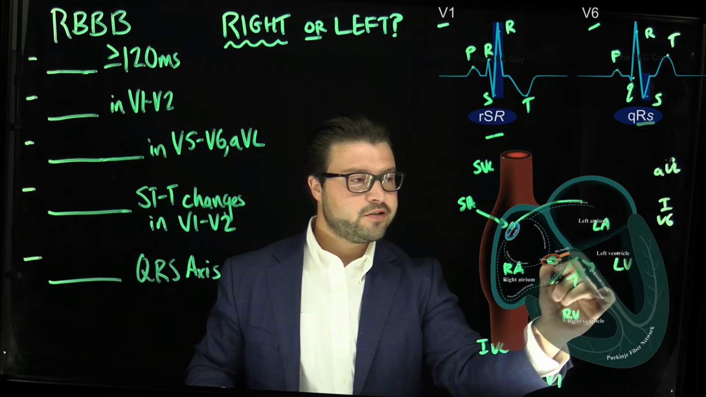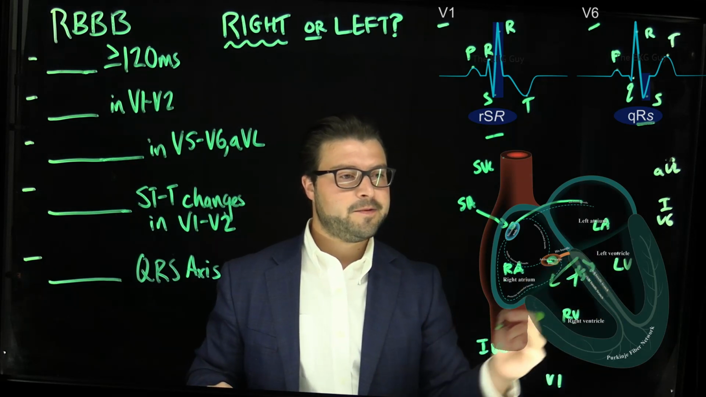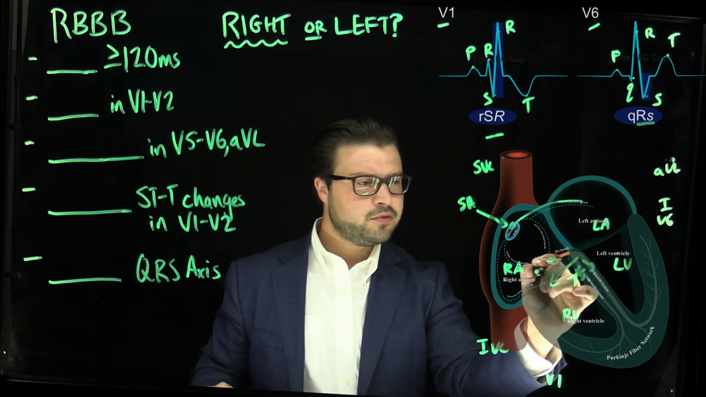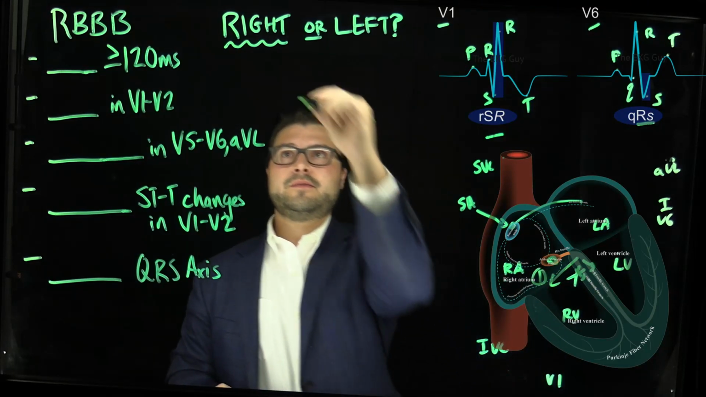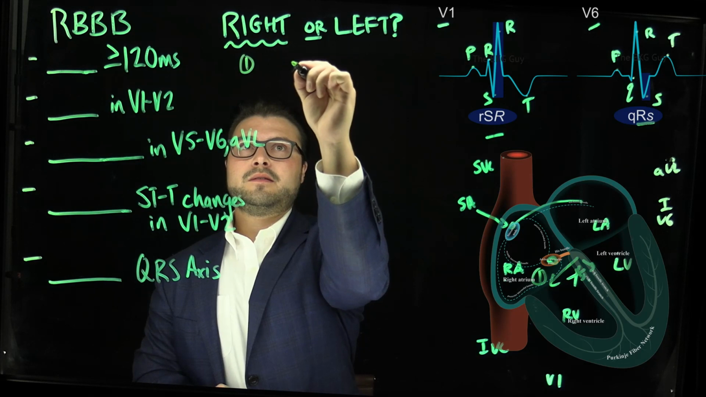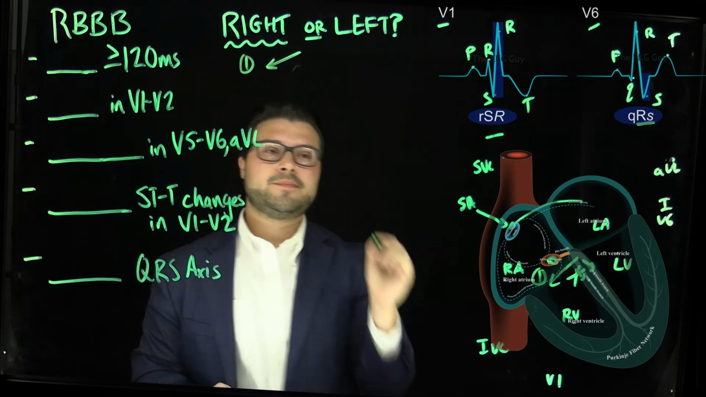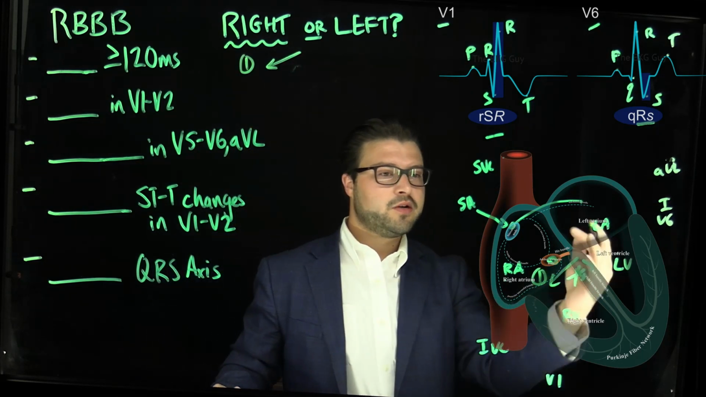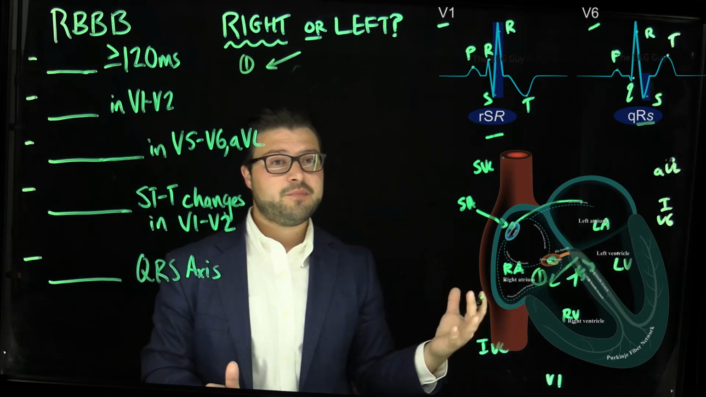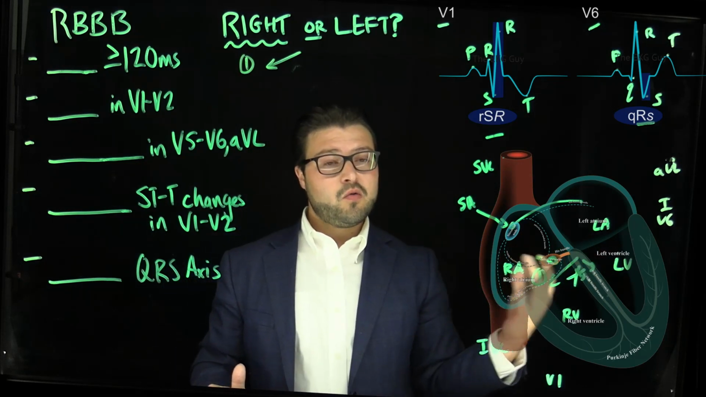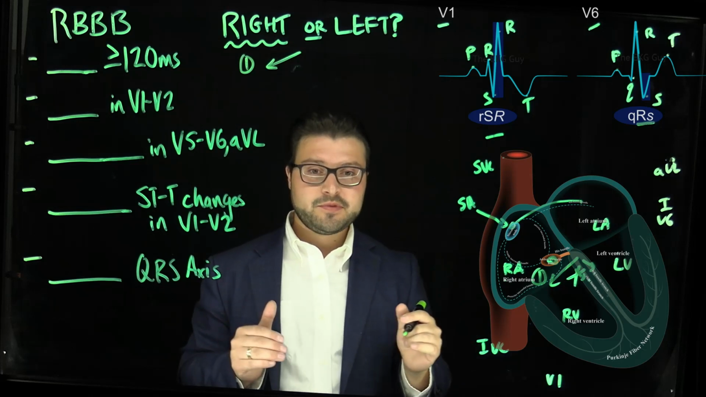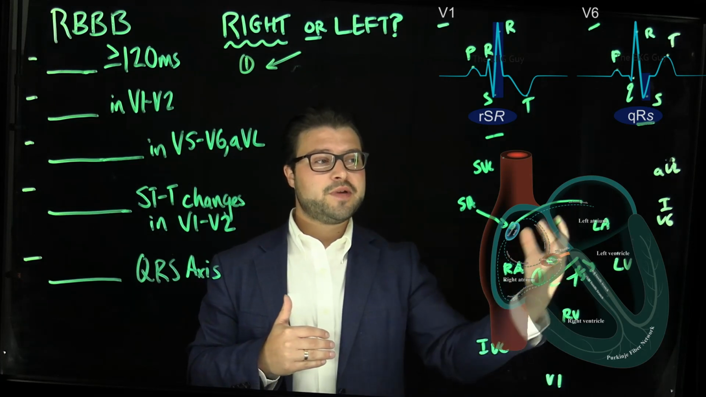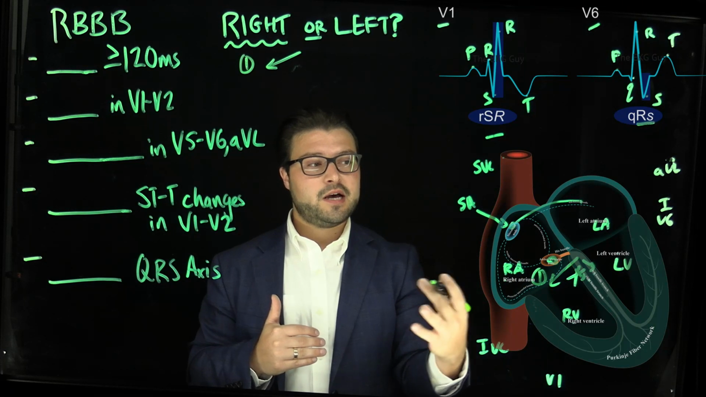So the first vector is a left to right vector, okay? And this first vector we'll label number 1, okay? So first vector, let's just put it here. We'll just label it like this. Okay, so that's vector number 1 going left to right, and that's coming from the left bundle branch. And essentially, what that's doing is depolarizing the interventricular septum. Okay, so that's where you get that left to right force coming about.